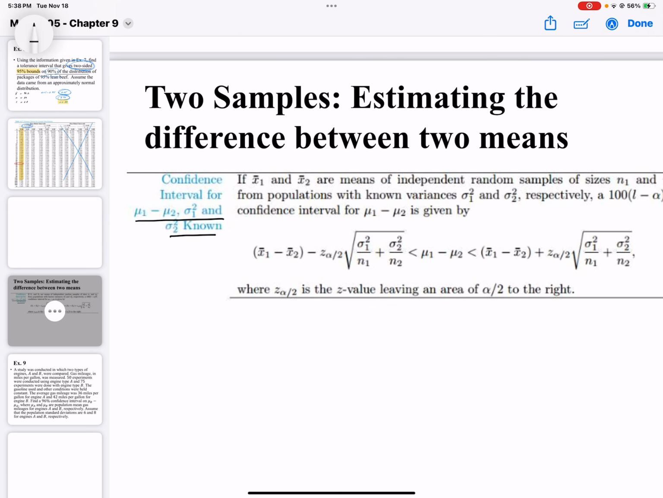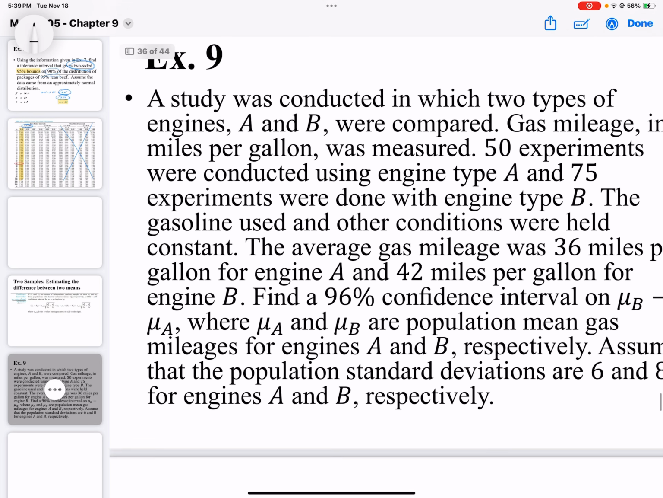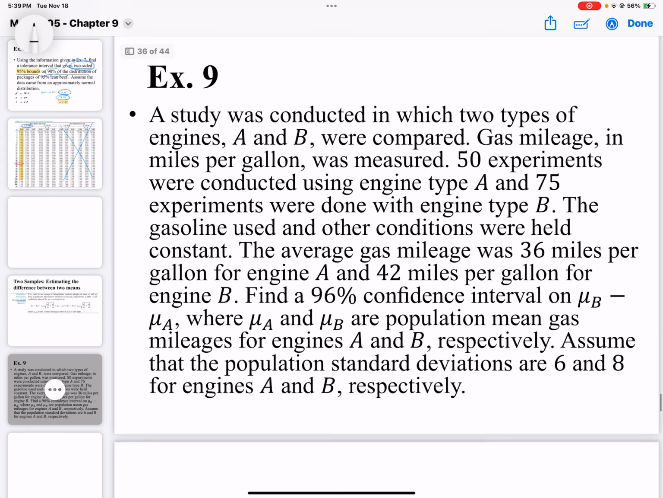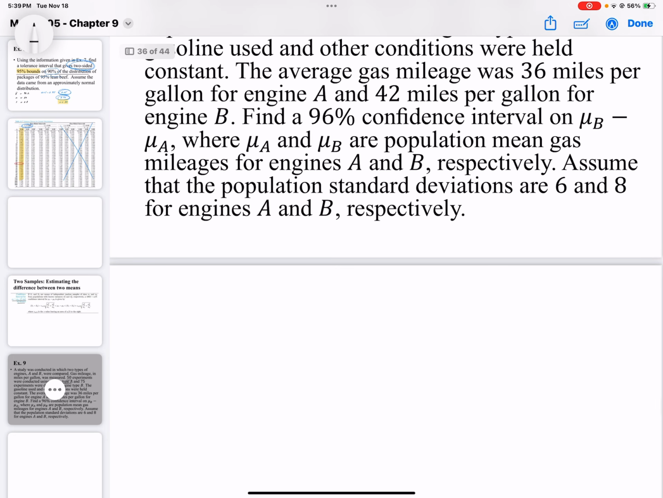All right, let's have a look at it. Yes, it's a lot to read, but it should be quite clear if we just find everything. We've got a study conducted on 2 types of engines, A and B. So we've got 50 experiments in type A. I'm just going to put my type A value here.